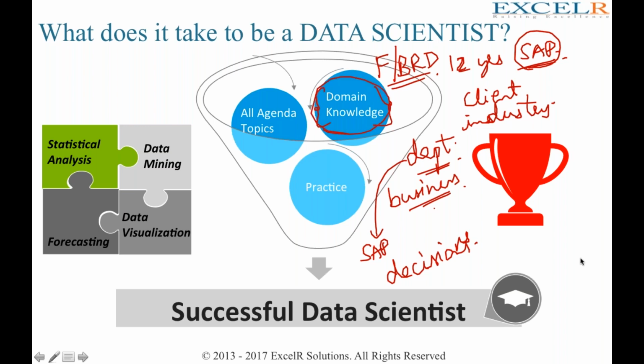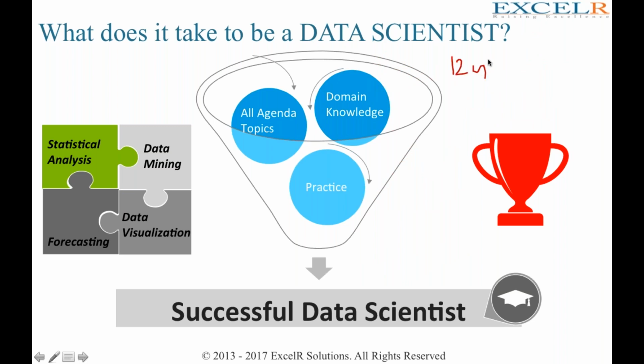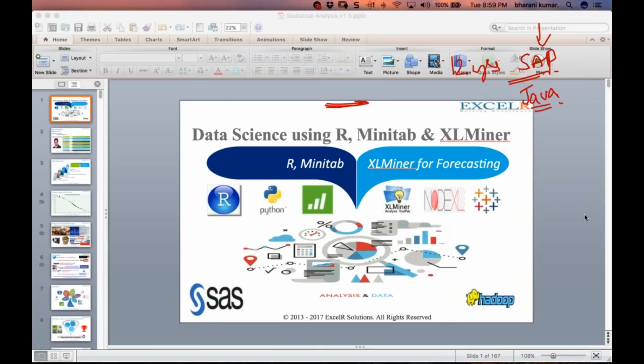If you're a person with 12 years of experience working on SAP or testing, and if you want to move into data science, people are not going to consider you as freshers. You would be considered as experienced people. However, they're not going to test your SAP or Java or testing knowledge. They'll look at your domain knowledge. And that is exactly the knowledge which is going to differentiate you from the freshers.